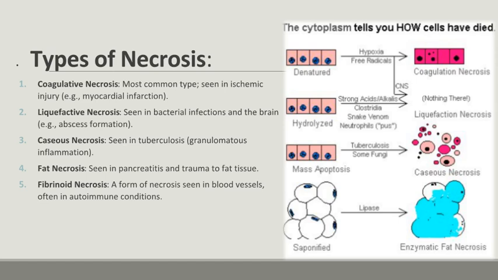state. Caseous necrosis. Common in tuberculosis, where a cheese-like material forms due to granulomatous inflammation. Fat necrosis. Occurs in adipose tissue, often due to trauma or pancreatitis, where fat cells break down. Fibrinoid necrosis. Seen in blood vessels, especially in autoimmune conditions like vasculitis.